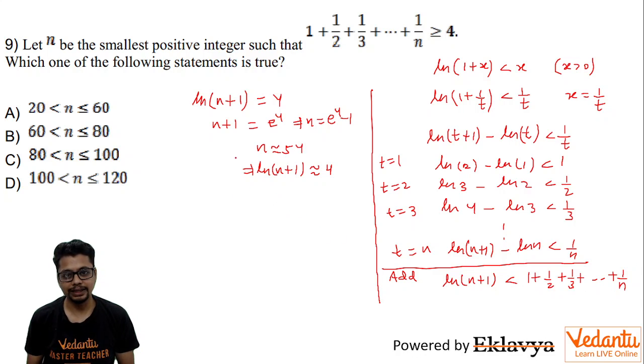So that essentially means that here n is definitely less than or equal to 60 and greater than 20. So A is the answer.